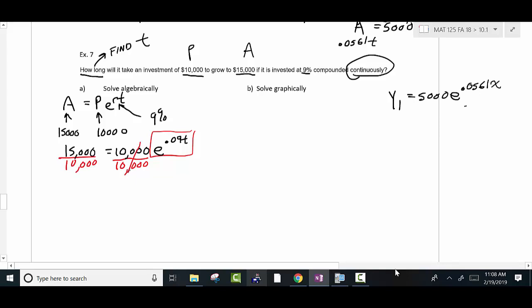Okay, and then that will isolate the e part. So that would come down and you would have e to the 0.09t. You could take your calculator on this, and if you do that, all those zeros cross out. So you get 1.5. And now, anytime you're solving an equation where the unknown is in an exponent, we call that an exponential equation. You've got to use logarithms to do that.